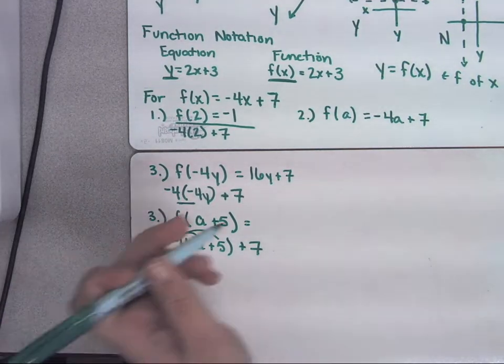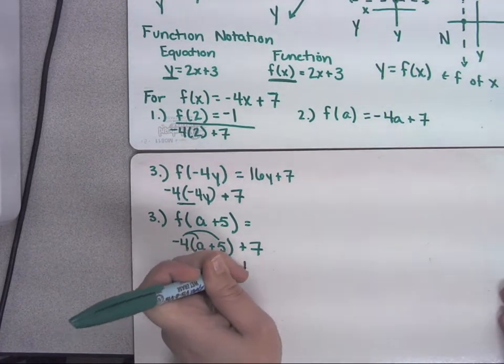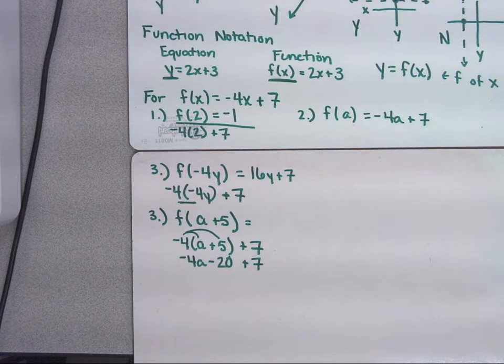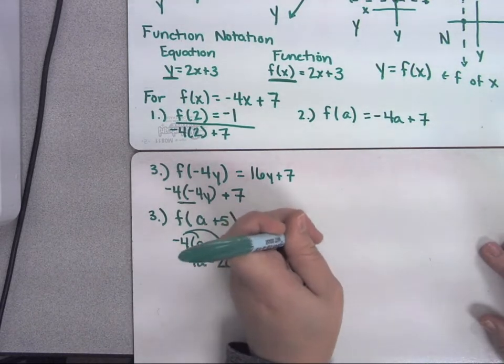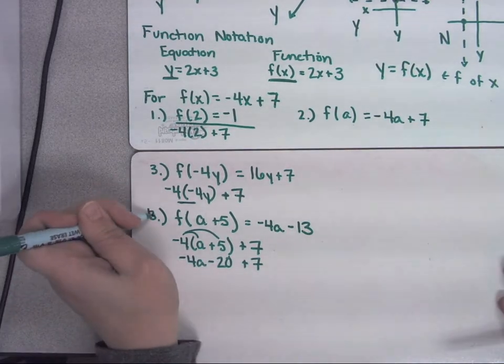So then, this one you distribute. 7 doesn't have anything to do. Now, AJ, can I do anything with what I got? I can combine my like terms. I was hoping you would use the vocabulary. Take negative 20 and 7, add them together because they're right next to each other. So negative 20 plus 7 is what? Negative 13. So negative 4a, he has no friends, he's just left alone, minus 13. Does that make sense?